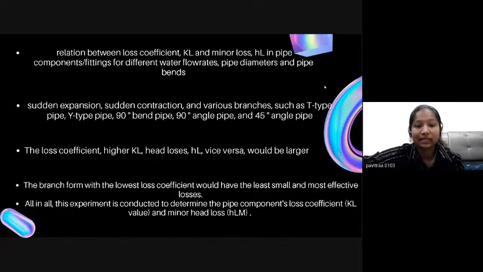The minor losses lead in general to the level of efficiency of a piping device. In order to better explain the influence of other variables that lead to changes in minor losses in the piping system, the experiment would link the minor loss to various flow rates. The higher the loss coefficient KL, the larger the head losses, HL, and vice versa. The branch with the lowest loss coefficient would have the least and the most effective losses. All in all, this experiment is conducted to determine the pipe component's loss coefficient and the minor head loss.